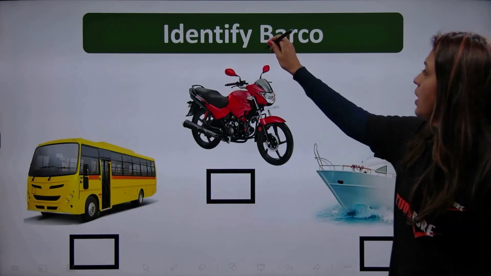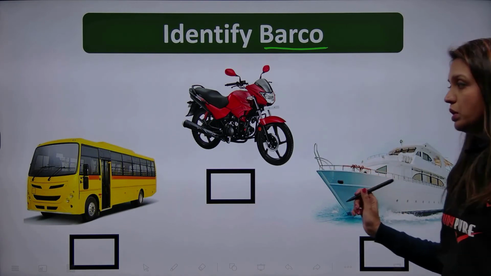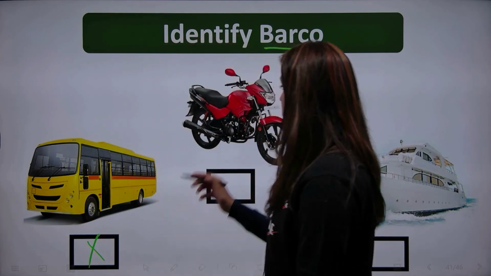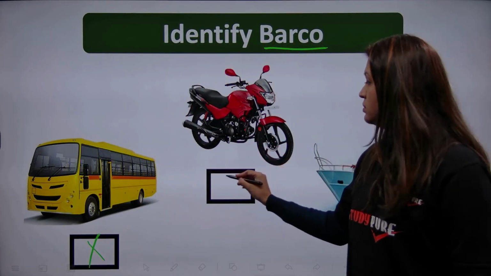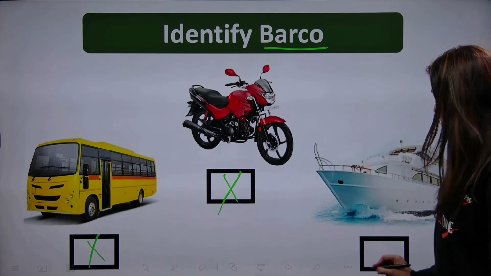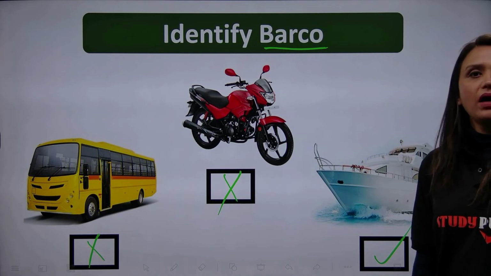How about a barco? Which one is a barco? This one? No. This one? No. Yes, you're all right. This is a barco. Barco.